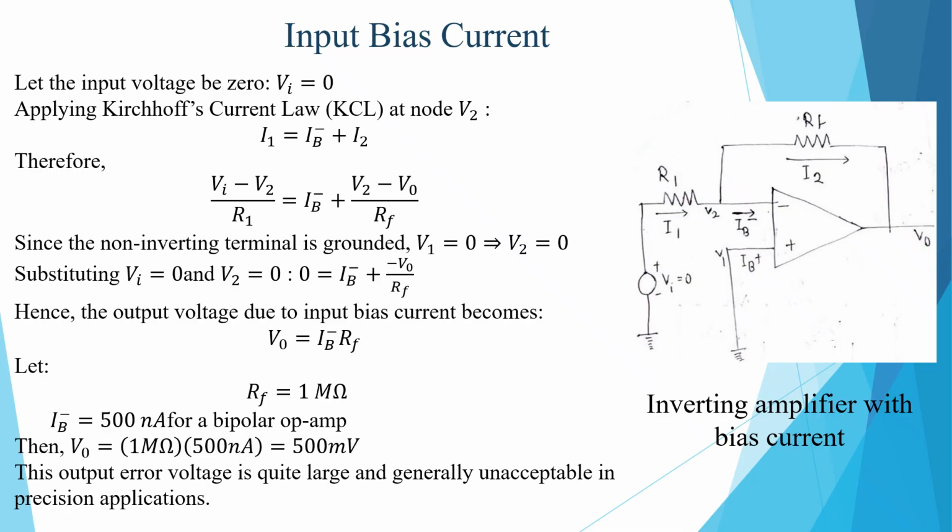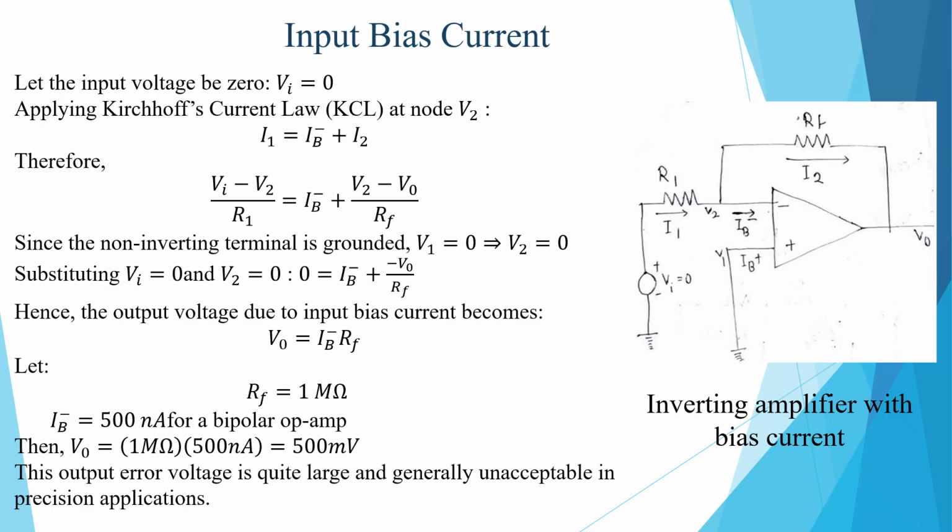To study the effect of input bias current, the input voltage is set to 0. Next, we are going to derive the expression for input bias current. Consider the circuit given on the right hand side of the slide. So, we are considering an inverting amplifier with bias current. Apply Kirchhoff's current law at node V2. So, I1 is equal to IB minus plus I2. Then we can write (Vi minus V2) by R1 equal to IB minus plus (V2 minus V0) by RF.